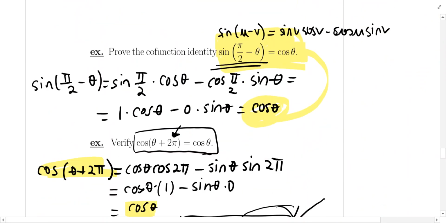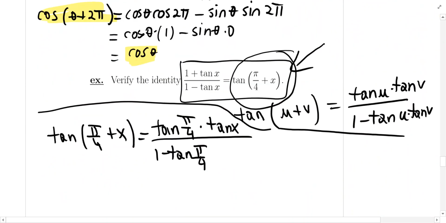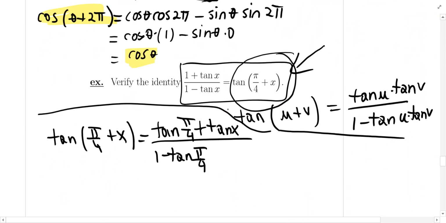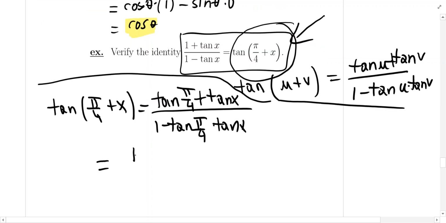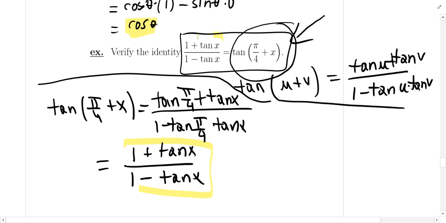At least there's only like 6 new formulas, right? That's still a lot. So this should be a plus, guys. Plus, and then 1 minus tangent of the first times tangent of x. All right, so I know that tangent of pi over 4 is 1. So this is going to turn into 1 plus tangent of x. And at the bottom is going to be 1 minus, since tangent of pi over 4 is 1, 1 times tangent of x is tangent of x. So you see how we showed that this equals that.